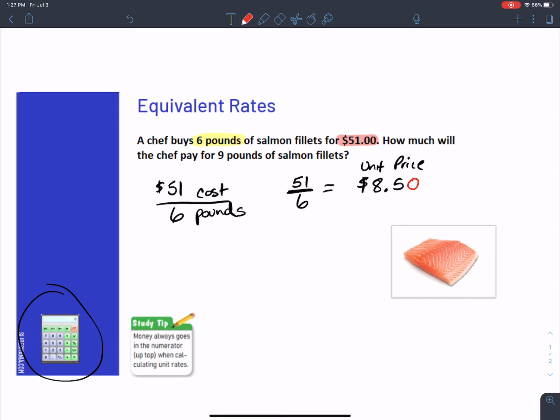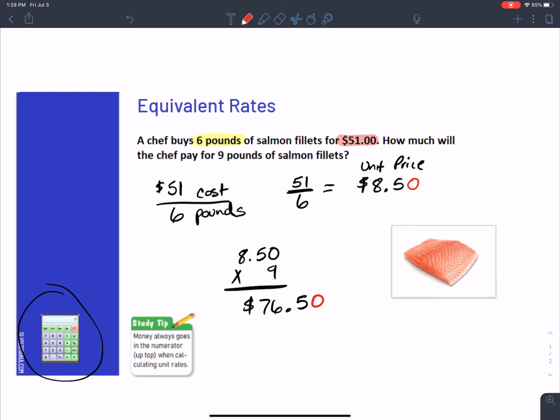Now we can answer our question. How much will the chef pay for 9 pounds? To do that, all we have to do is 8.50 times 9. Now, while I know that you should be able to solve it like this, I do not require you to do it. You have your calculator. All right, so let's be smarter and not work harder. All you have to do is type in 8.50 times 9. When you do that, you get 76.5. Now remember, we're talking about money, so we have to have two digits after the decimal. All right, so our answer is $76.50.